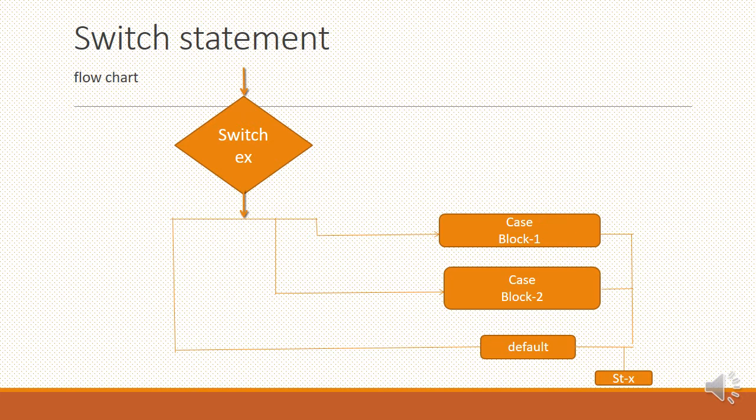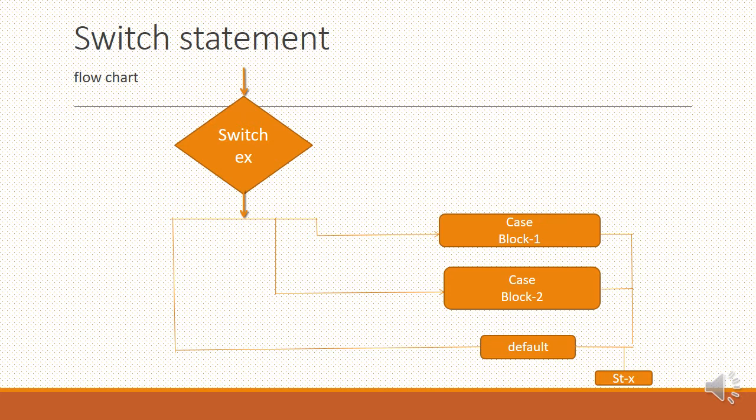If the expression is equal to case 2, then block 2 is going to execute, and control directly goes to statement X. And if the switch expression is not equal to any of the cases, then what happens? It is going to execute the default statement.